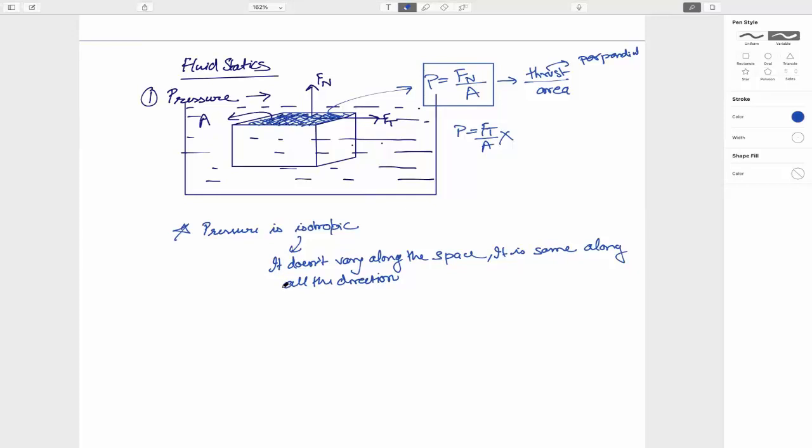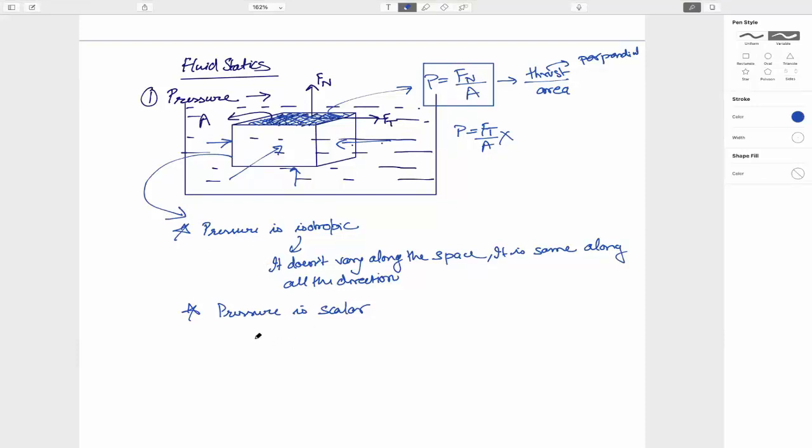Another important thing is that pressure is a scalar. As you know, pressure does not depend on the direction in space, so it is scalar as it is directionally independent. If you consider this box also, the pressure acting due to the fluid on this side is equal to the pressure on this side, equal to the pressure on this side, and also on the opposite sides. That is what we mean by isotropic pressure.